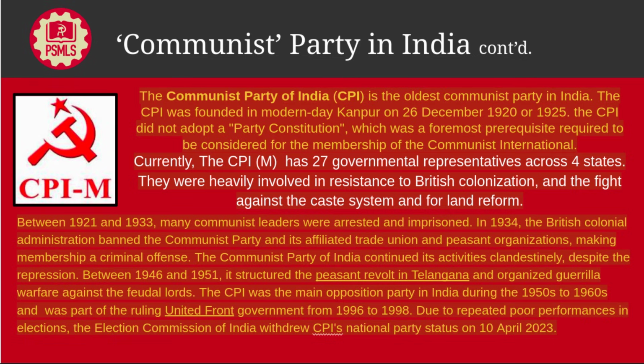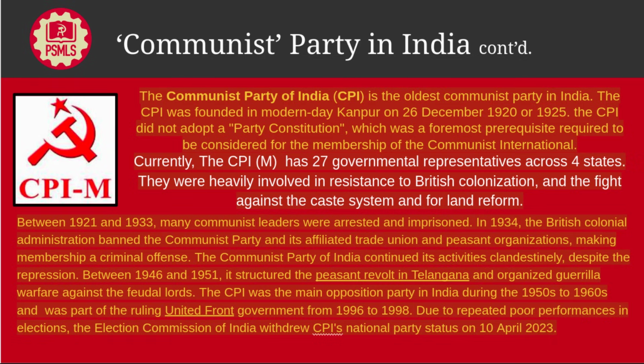The CPI did not adopt a party constitution, which was a foremost prerequisite required to be considered for membership of the Communist International. Currently, the CPI(M) has 27 governmental representatives across 4 states in India. They were heavily involved in the beginning in the resistance to British colonization and the fight against the caste system, and they were for land reform. So this is what their basis was in the beginning.